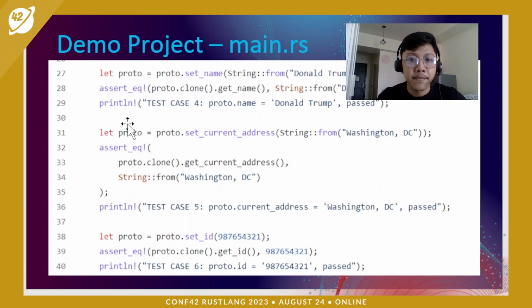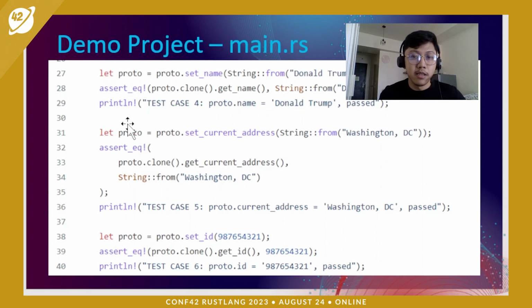So setters. Let's say we change the name from Joe Biden to Donald Trump. We can use proto.set_name with the string Donald Trump. After that, we compare if the name is already changed with the string Donald Trump. If it passes, then it will print our test case 4 passed with name Donald Trump. If it fails, then it will stop here.